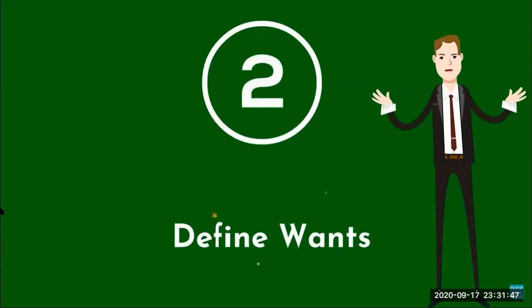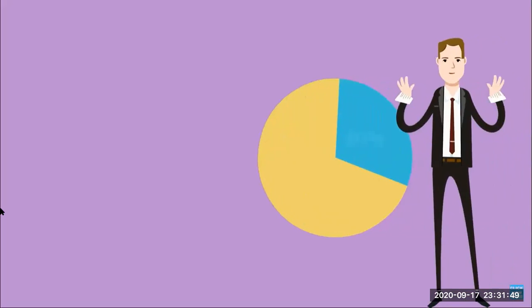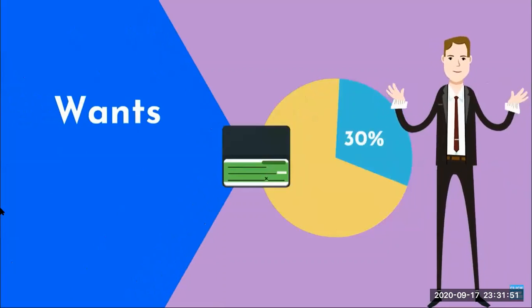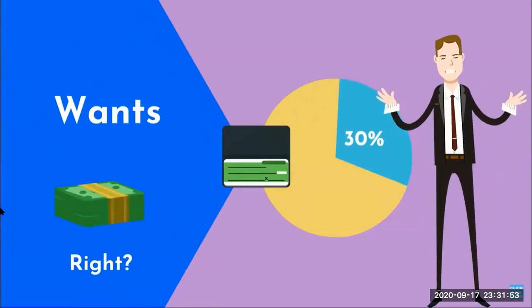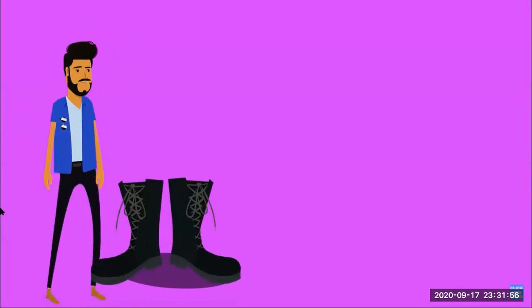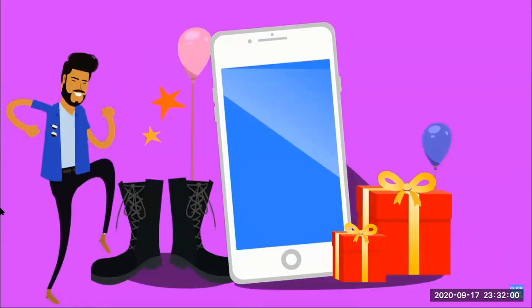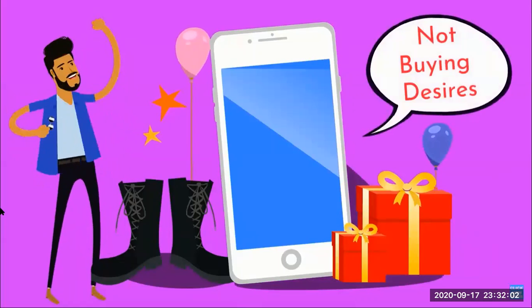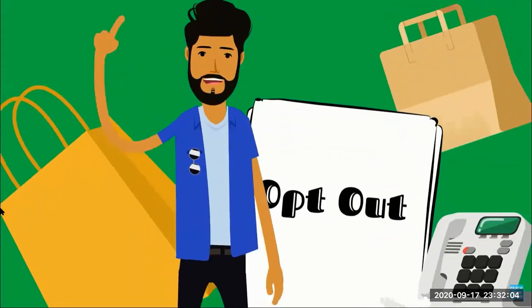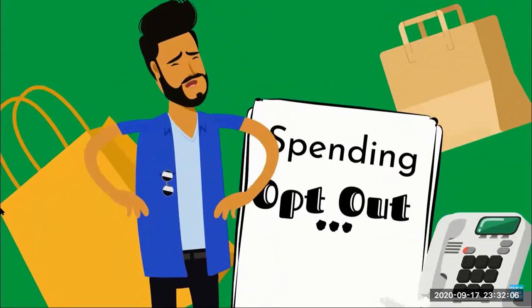Step 2. Define wants. Now a whole 30% of your paycheck going towards your wants may sound like a whole lot of money, right? You may be picturing a nice pair of shoes, or that new iPhone that got released the other day. As nice as all those things are, we're not talking about buying your deepest desires. By wants, we mean expenses you can opt out of spending on, but your life would be harder without them.